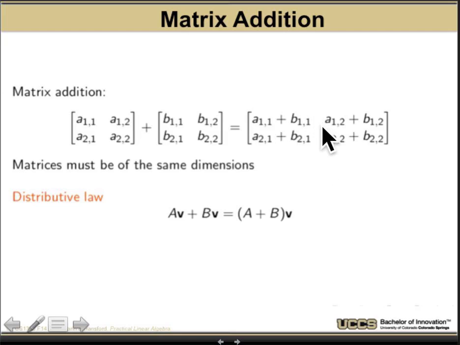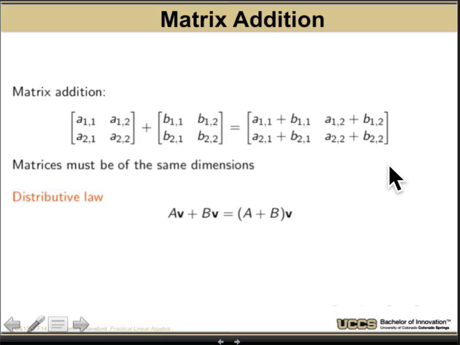Now, one of the things we'll see as soon as we start looking at matrix and vector products is that they have what we call the distributive law. A matrix times a vector plus another matrix times a vector is the same thing as adding the two matrices and then multiplying by the vector. And that, of course, can actually save us some computation, which we'll see in a little bit, because adding and then multiplying will be cheaper than multiplying them twice and then adding.